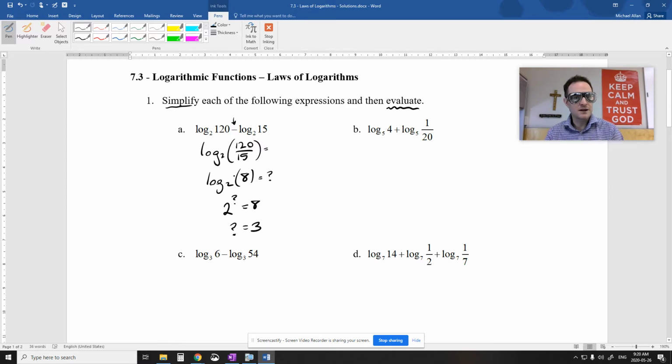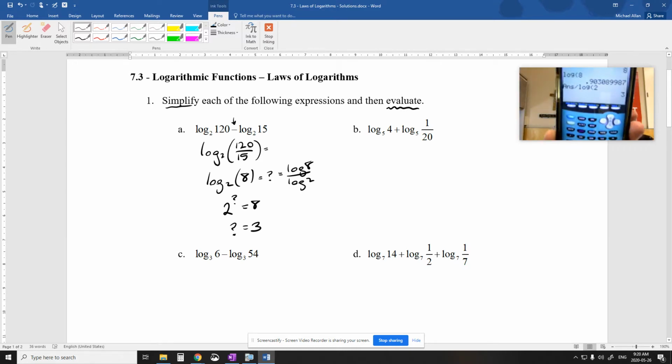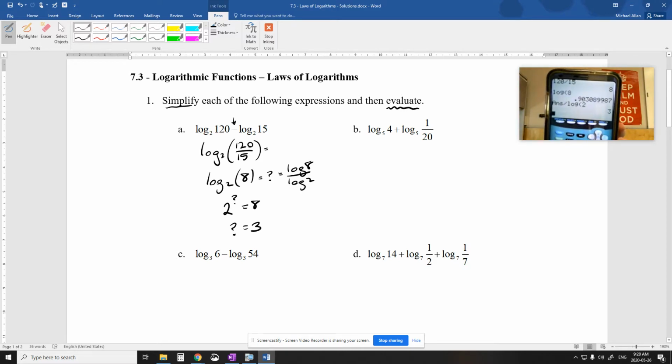Otherwise, you could just plug in your calculator log base 2 of 8, or even log 8 divided by log 2. I could just do that in my calculator right now. Log 8 divided by log 2, and I get a 3.